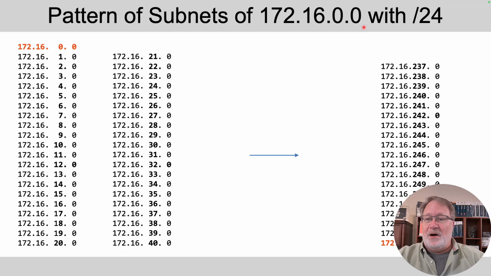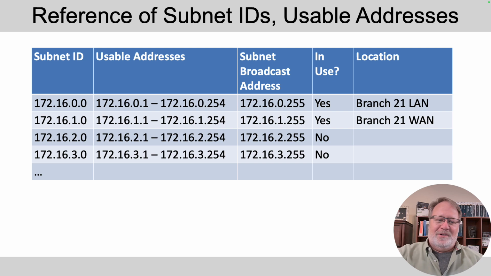If it's a Class B network like this one and with the /24 mask, here's that pattern of subnet IDs that I mentioned earlier, and you'd keep those in a table, these different subnets of network 172.16, and keep track of where they're used as well.